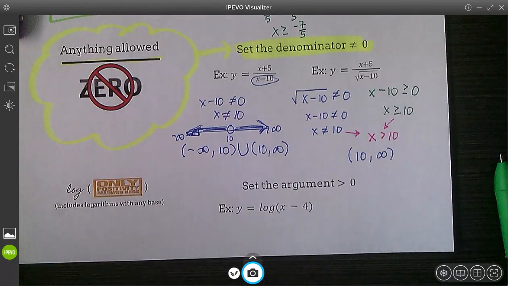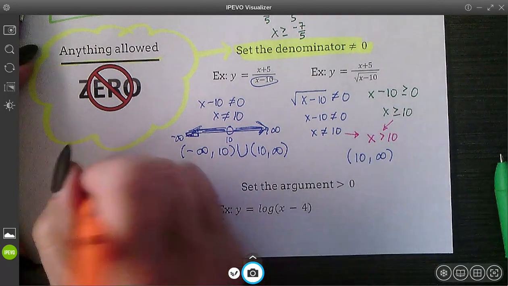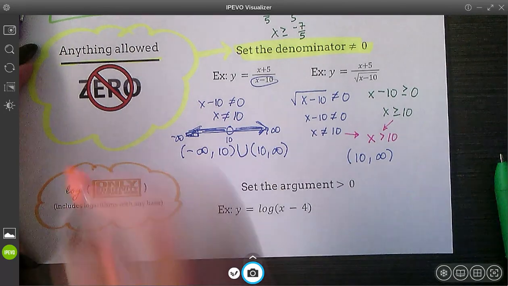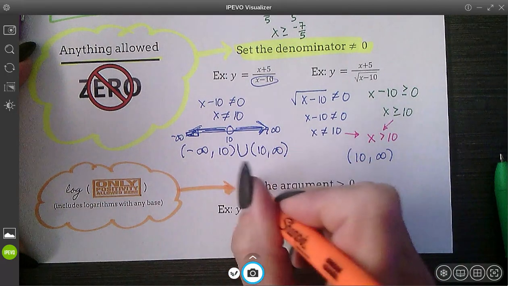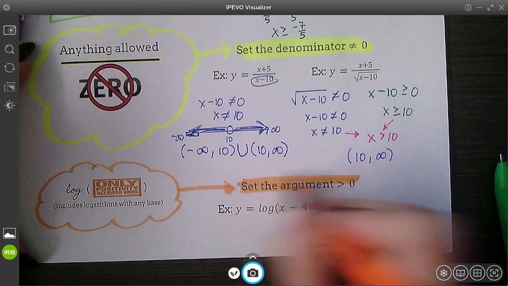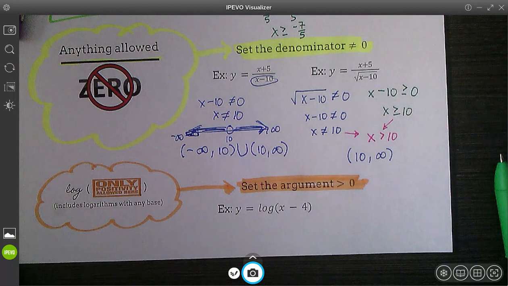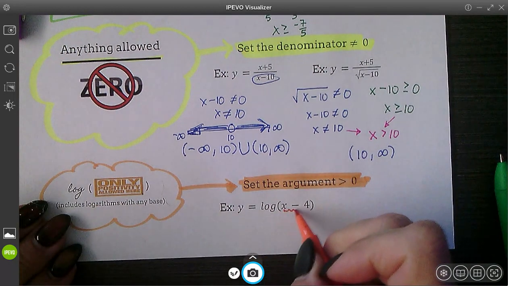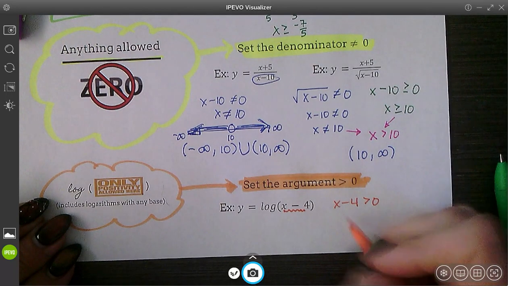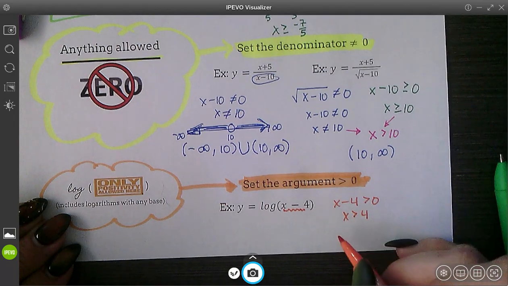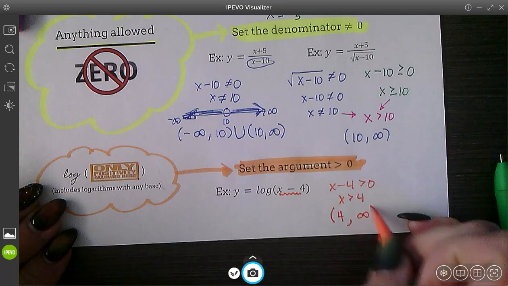When we get to logarithms later, the way that we're going to deal with domain for logarithms, again, this is just later, is that only positivity is allowed there. So we are going to set the argument greater than 0. Well, the argument of a logarithm is the stuff inside the log. That's this stuff right here. So I would just take x minus 4, set it greater than 0, which would give me x is greater than 4. And in interval notation, that's an open parenthesis at 4 and going to infinity.